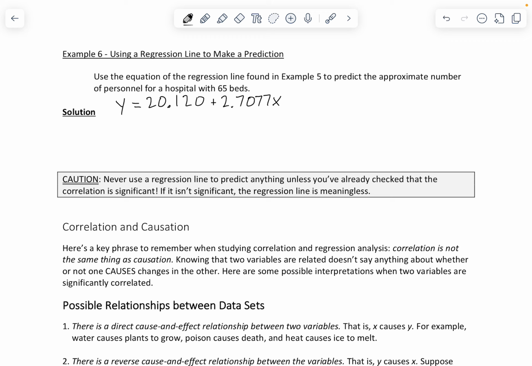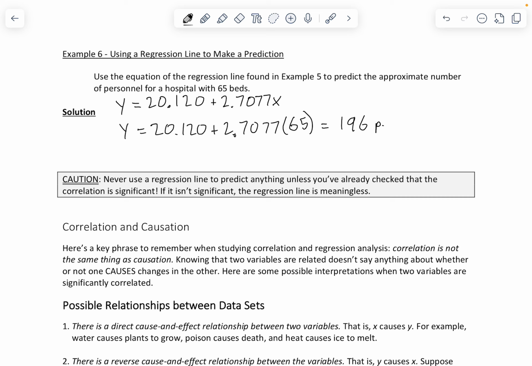So x here represents the number of hospital beds. So what I do is I take my equation and I just replace the x with 65 and I solve for y. And it makes sense to just round this to the nearest whole number. If I round to the nearest whole number, it's 196. So we would predict that a hospital with 65 beds will have about 196 personnel.